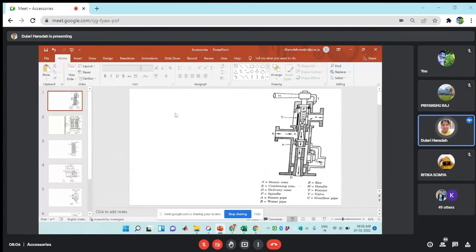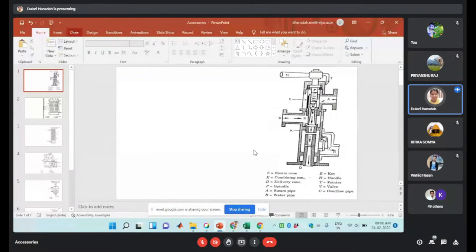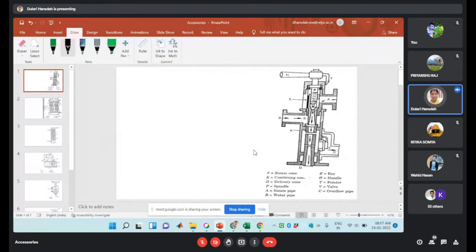So we will continue to discuss the different accessories used in case of the boiler. Accessories means these are the integral part of the boiler to increase the boiler efficiency. Last class we had discussed the feed pump. Then we have to discuss the injector.